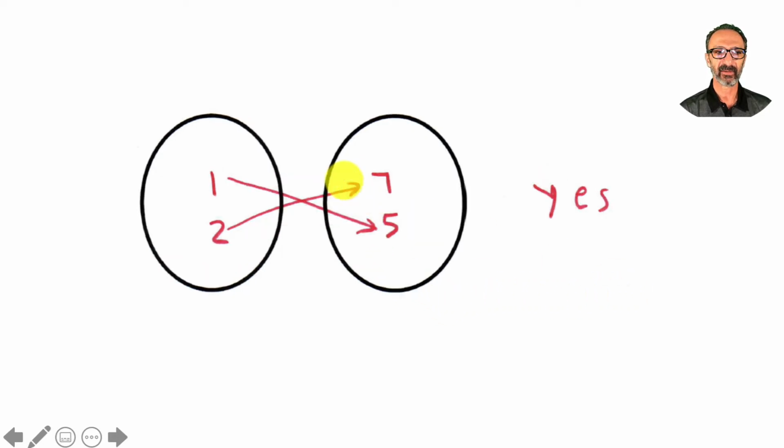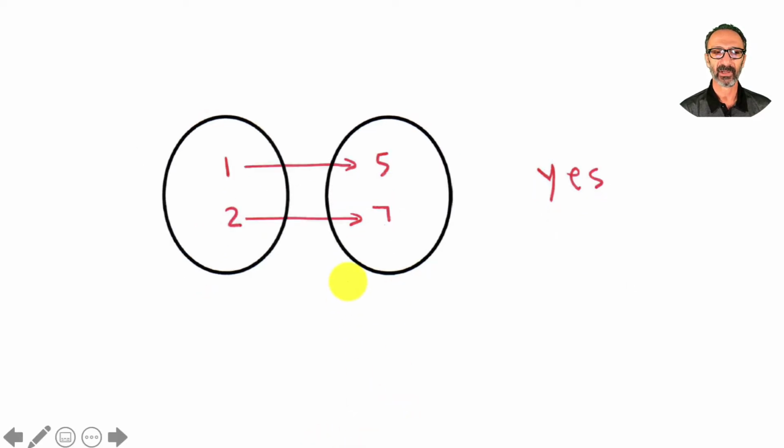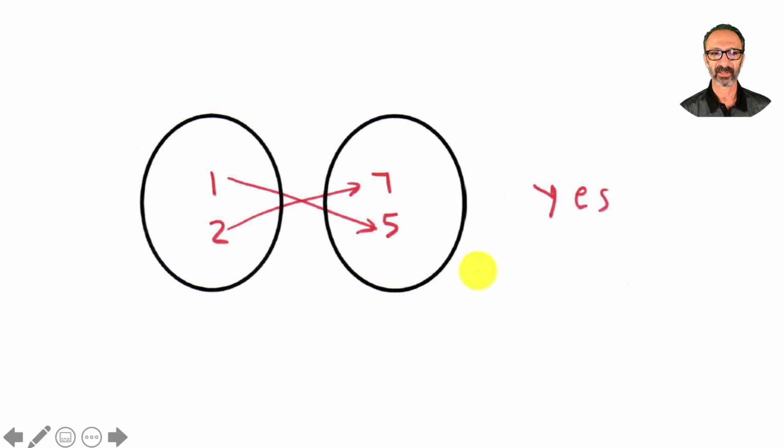This one right here, I know the arrows are kind of mixed, but still, it's a function because 1 has only one output, which is 5. And 2 has only one output, which is 7. It's the same one that we have before, except the 5 was written down and the 7 was written up. It's the same one. You could see that, right?